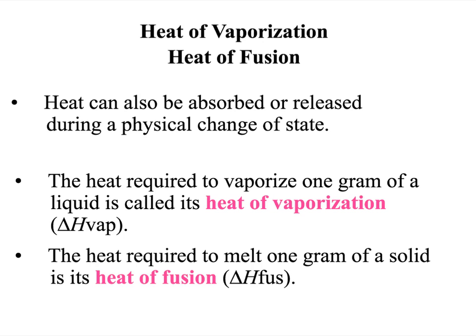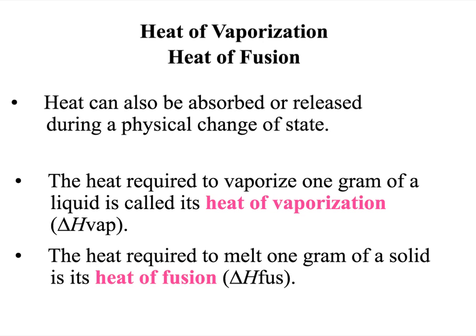All right, but what if our temperature change does include a phase change? Then we have to use either the heat of vaporization or the heat of fusion. Sometimes we have to use both because we might be going from a solid all the way to a gas, and we would have to use both. We would be using vaporization if we were at the condensation vaporization point, and the heat required to vaporize 1 gram of liquid is its heat of vaporization.